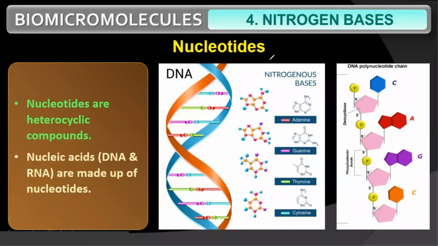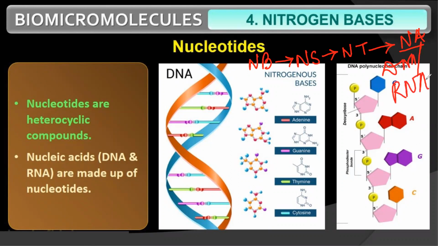So, nitrogen bases will form nucleosides. Nucleosides will form nucleotides and many nucleotides form nucleic acid, which is a DNA chain or an RNA chain.